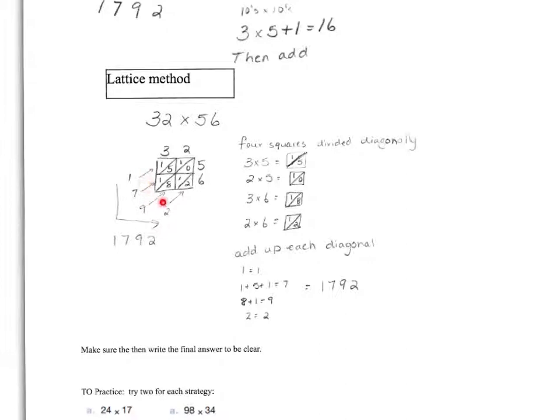Remember not to just leave those digits around the edge here. You have to write them as a final answer. Otherwise, it's very difficult for someone who's looking at this to determine what the final answer is. So again, make sure to then write the final answer just to be clear.